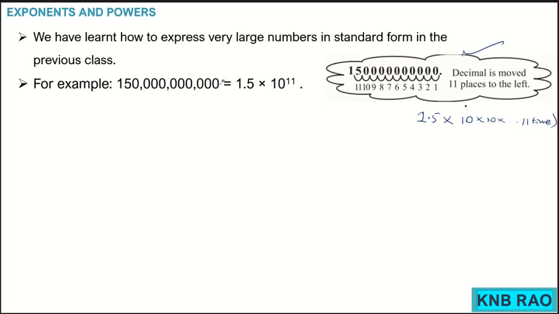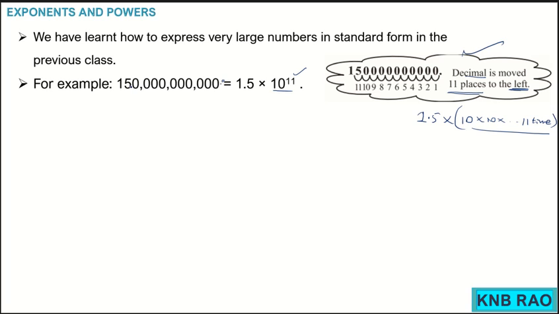So 10 multiplied by itself 11 times will be expressed as 10 to the power 11. So where are we shifting? The decimal point is getting shifted to the left side. How many times has it shifted? 11 times it has shifted. That will give the power of 10. Okay, so this is what we have done in your class 7th.